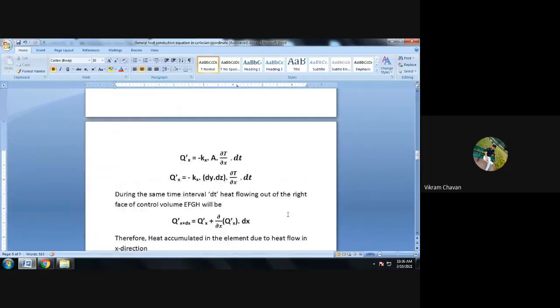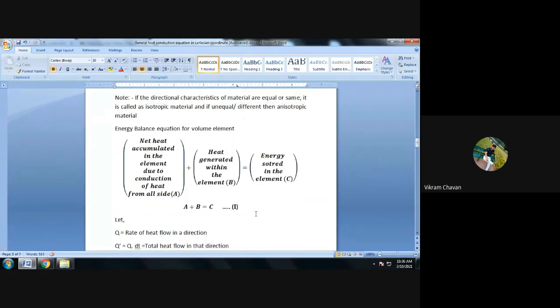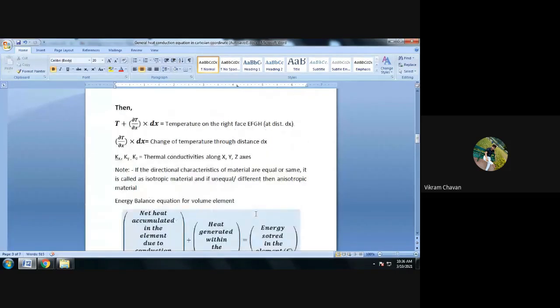If you start writing, then you will get some idea about the derivation. Okay, so we reached this particular point in the last lecture: ∂t divided by ∂x multiplied by dx will be equal to the change of temperature through distance dx. Further, write down.